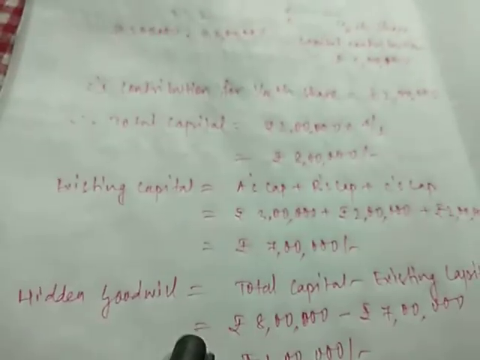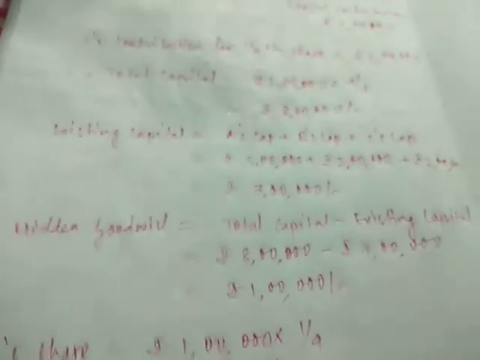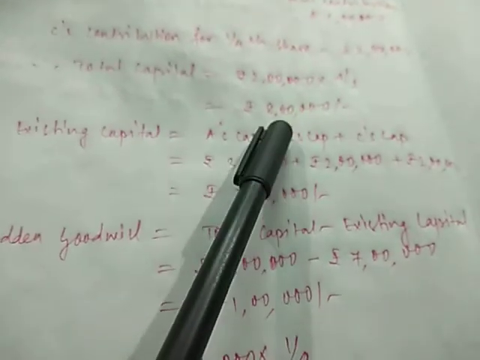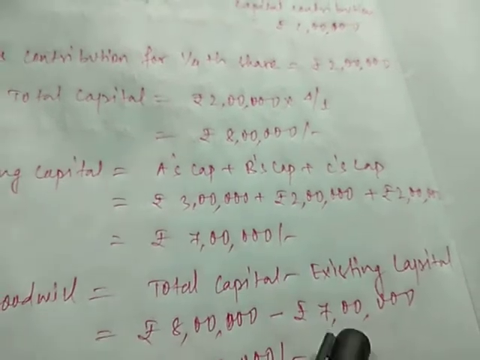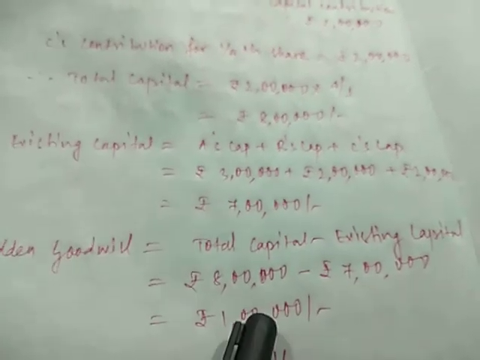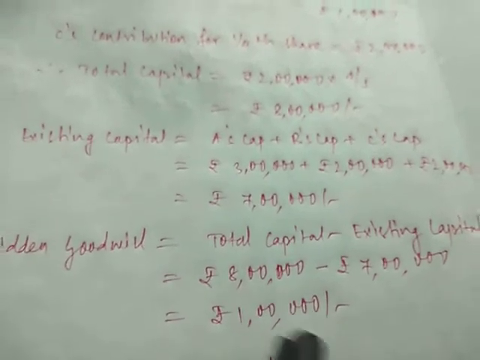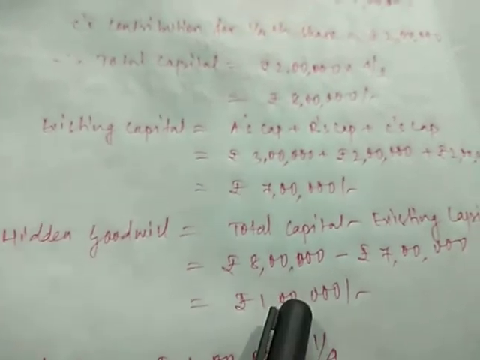So the value of hidden goodwill will be total capital minus existing capital. Hidden goodwill is always total capital minus existing capital. Total capital was 8 lakhs. Existing capital is 7 lakhs. So 8 lakh minus 7 lakh, that is 1 lakh, will be the value of hidden goodwill. This hidden goodwill is the goodwill of the firm. It is not C's goodwill all alone. It is the goodwill of the firm.